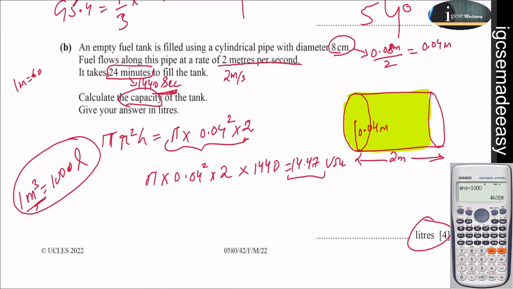And we got the answer as 14,476.45 liter. It means that this much liter will be swiped out in 24 minutes or 1440 seconds. So this is your final answer.